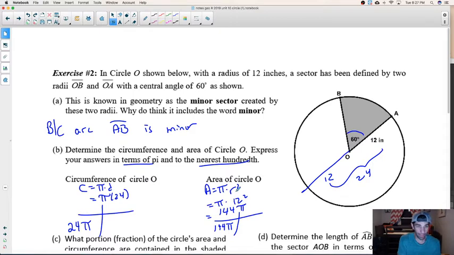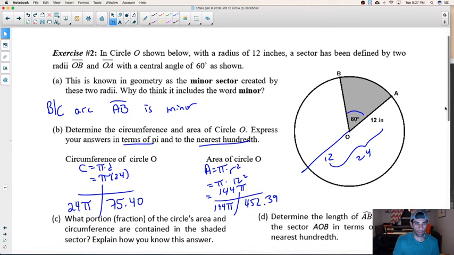Now I'll take out my handy dandy phone and I'll put in 24 times pi, and I'm going to get 75.398. So I'm going to round that to 75.40. Then I'm going to do 144 times pi, and I'm going to get 452.389, so I'm going to round that to 452.39. Saved myself there. All right, let's keep it going.